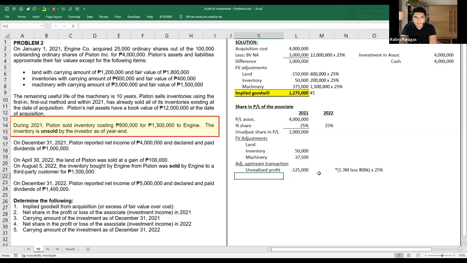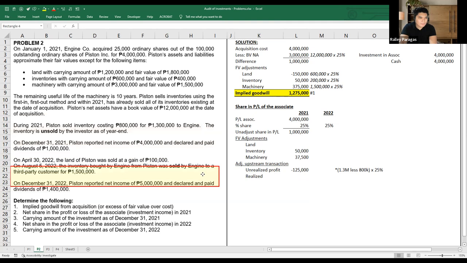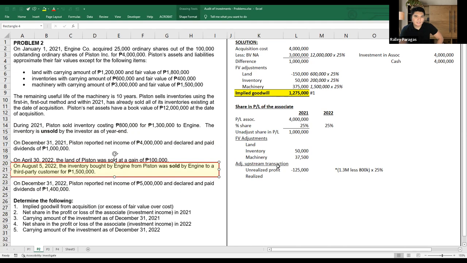Basahin pa natin ano ba nasabi dito. On August 5, the inventory bought by Engine from Piston was sold by Engine. So binenta na siya ng investor. So si investor company, binenta na niya yung inventory na nanggaling kay investee from the previous year, noong 2021. So definitely, itong 125,000 na unrealized profit coming from the previous year, marirealize yan in 2022. So lalagay mo lang dyan, 125. Okay? Oh, that's basically it. Share in P&L of the associate. Ito na yun.